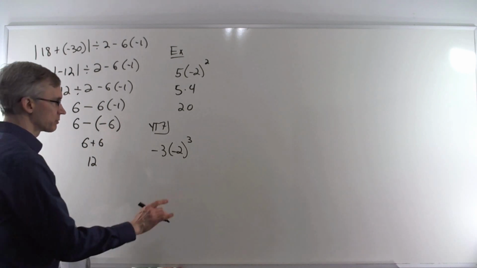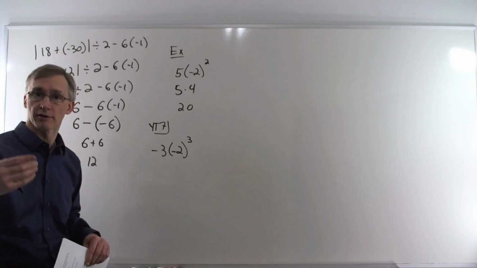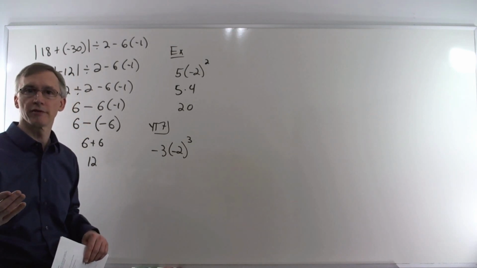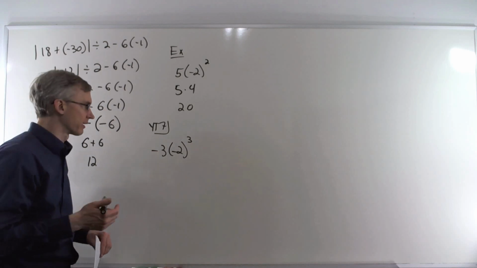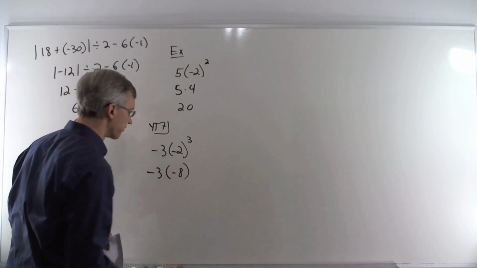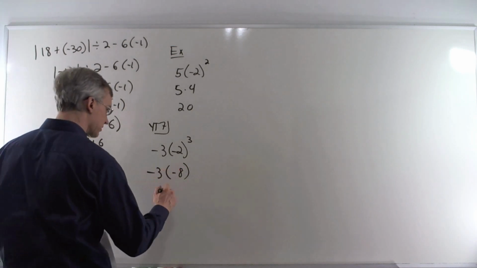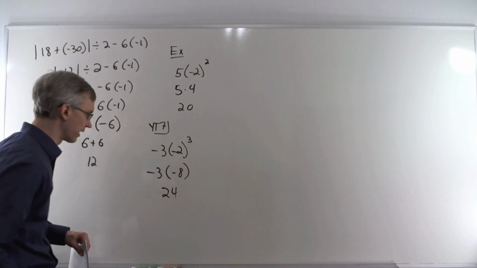So again, we'll start with the exponent. This time we have -2 to the third power. So that's a negative times a negative times a negative. We have 3 negatives. Since it's an odd number of negatives, the result will be negative. So here we get -3 times -8. Now negative times negative is a positive. So those negatives cancel and we get positive 24 for the answer for that one.